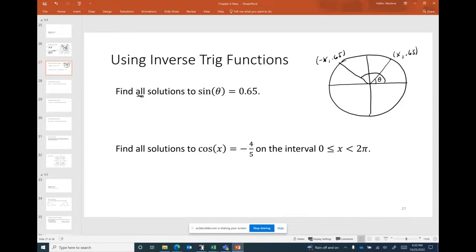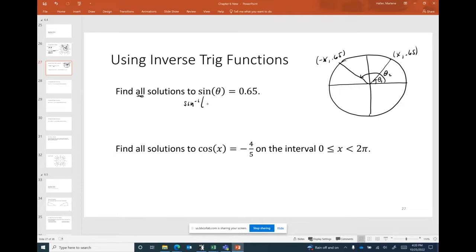So I have two angles in one trip around the unit circle. How do I know what those angles are going to be, though? Call them theta sub 1 and theta sub 2, for the two angles. Well, I can use my calculator to find one of them by taking the inverse sine of both sides.